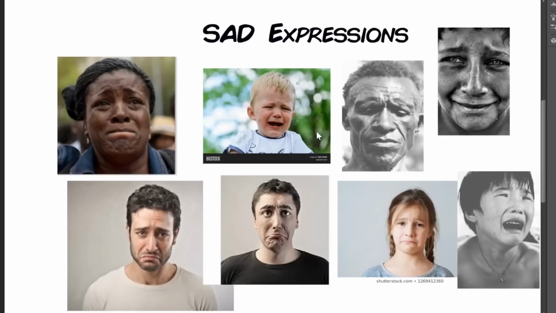Cheeks too, that helps. More relaxed eyes. One thing I want to point out with the more relaxed eyes is that the fold is more visible. The eyes aren't wide open, so when they're halfway closed, you'll see more of that fold immediately. Now let's look at sad expressions.